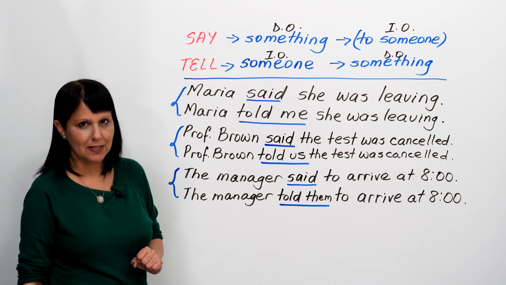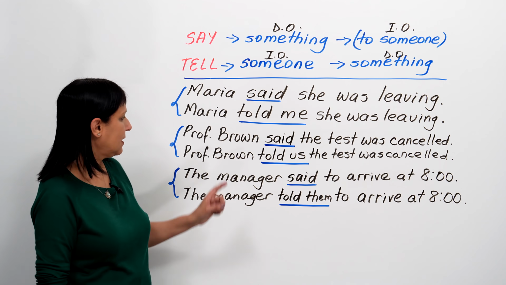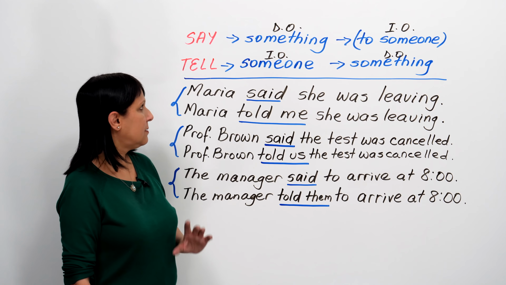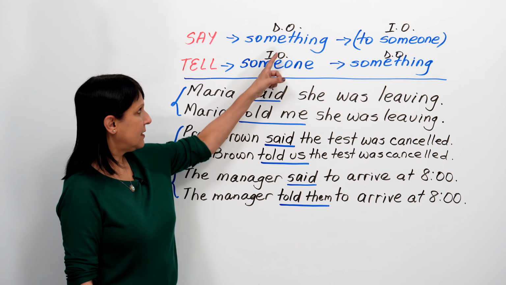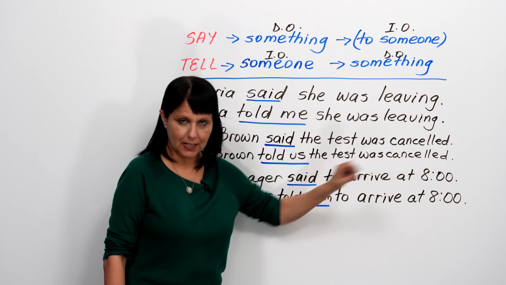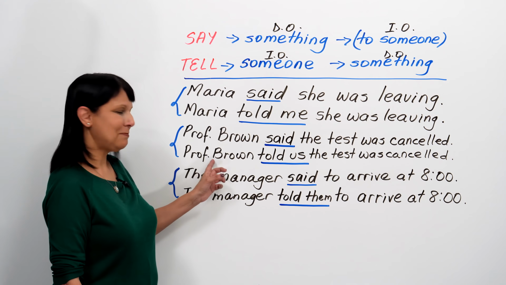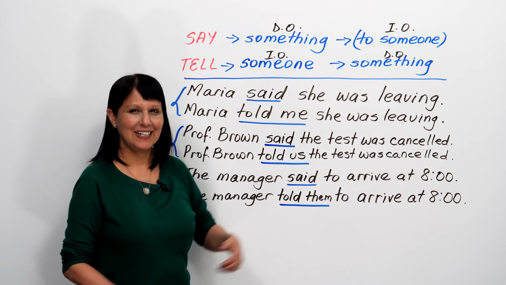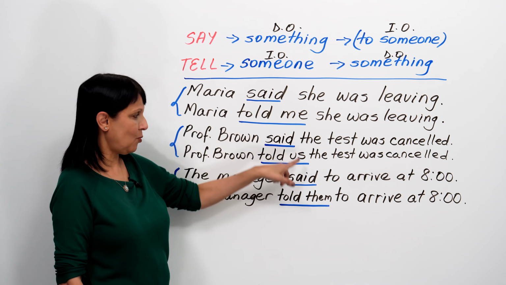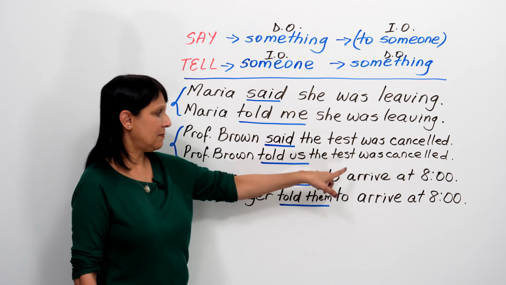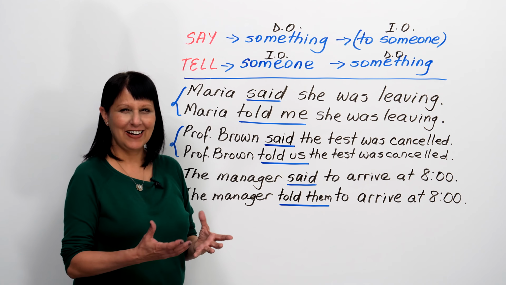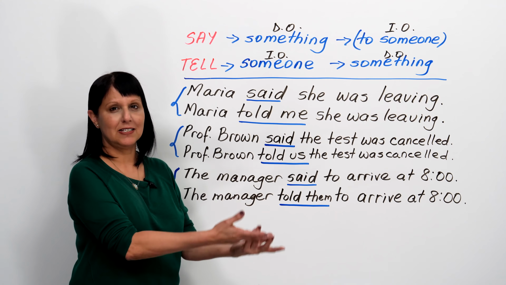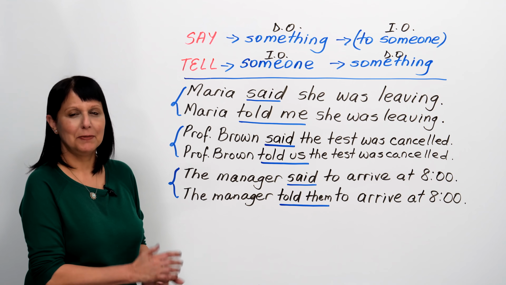So let's look at another example from the academic world. Professor Brown said the test was canceled. Professor Brown said something. Something, the test was canceled. But Professor Brown told us the test was canceled. Now, told someone, us, something, the test was canceled. All right? So, said the test was canceled or told us the test was canceled. That's the difference. But it's a key difference.